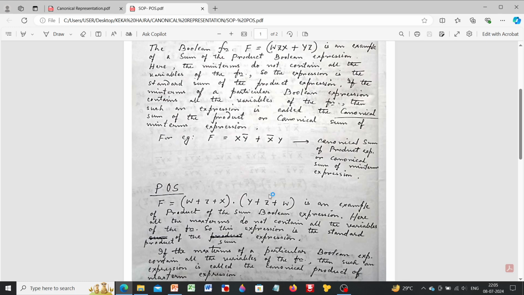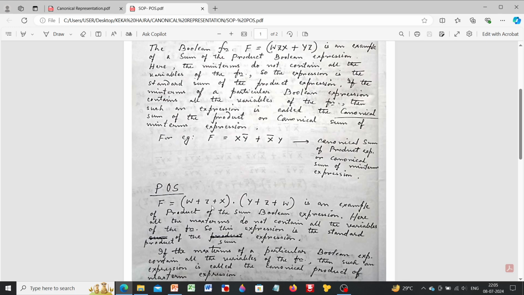Similarly, another form of standard representation is POS. Here we take the example f equal to (w plus z plus x) dot (y plus z plus w). This is an example of the product of sum form. Here the function contains 2 maxterms, and both the maxterms do not contain all the variables of the function. First of all, function contains how many variables? 4: w, x, y and z. Function contains how many maxterms?